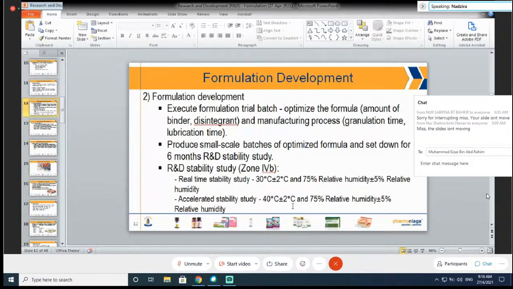So after I get the optimized formula, we will proceed to produce a small scale batch to set down for the 6 months R&D stability study. For the R&D stability study in Malaysia, the Asian region, we follow the Zone IVB region, which is hot and higher humidity according to the ICH guideline. For the stability, we need to set down for 2 different conditions, which is real time, which is 30 degrees Celsius with 75% relative humidity, and also accelerated condition at 40 degrees Celsius with 75% relative humidity.